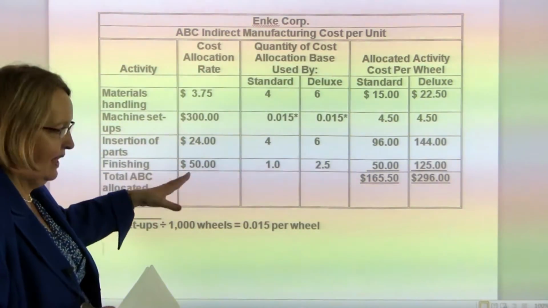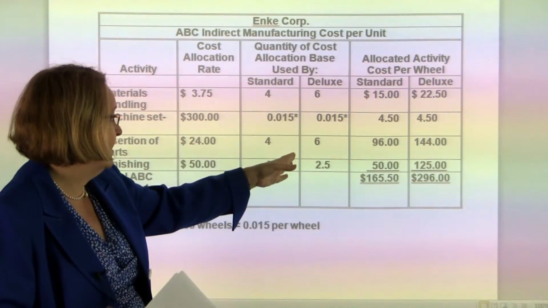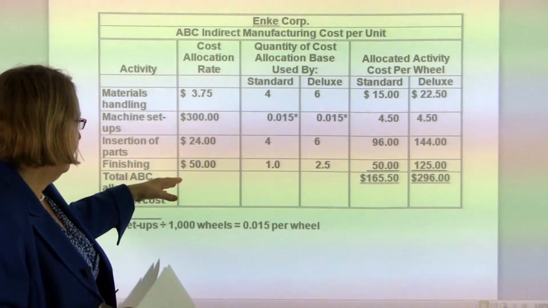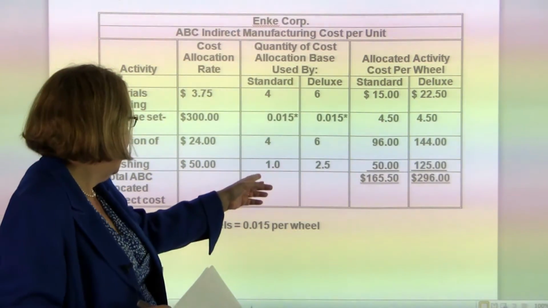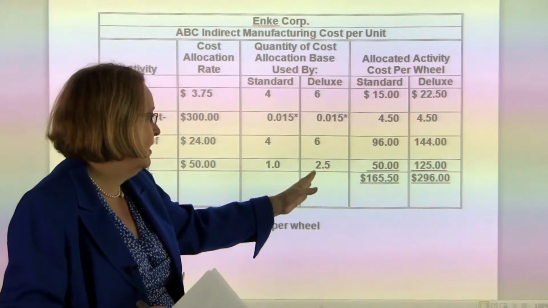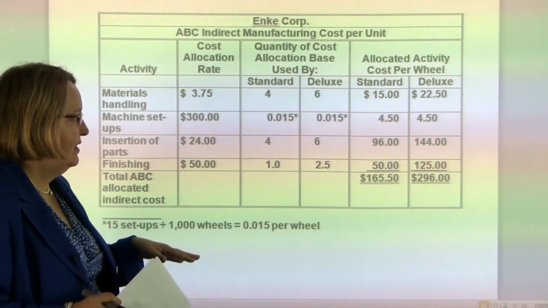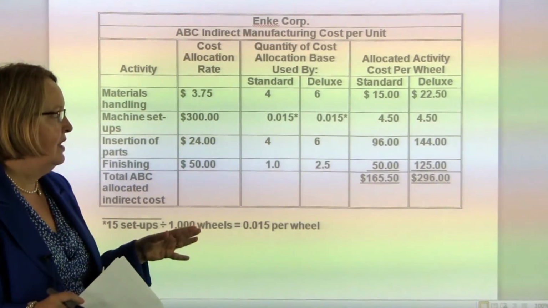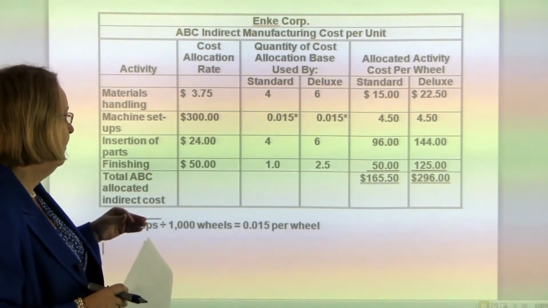Insertion of parts, again, it's $24 per part, and we're told it's 4 and 6 respectively for standard and deluxe. And finishing, the rate is $50, and again, we're given in the problem that it's 1 hour for standard and 2.5 for deluxe, and you're just multiplying these out accordingly. So now you can see how you have assigned your overhead to each of these products based on each product's usage of the various activities.